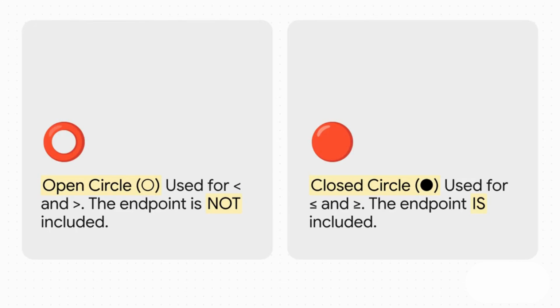Now, when you put your solution on a number line, you've got one big decision to make. Open circle or closed circle. And it's super simple. If your sign is just a plain old less than or greater than, you use an open circle. Think of it like a fence. It shows you where the boundary is, but the fence post itself isn't on your property. The endpoint is not included. But if you've got that or equal to line, you fill it in. You use a closed circle to show that, yep, that endpoint is absolutely included in the solution.